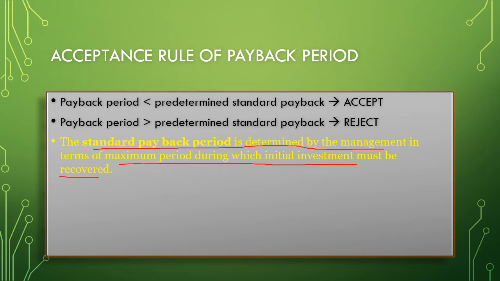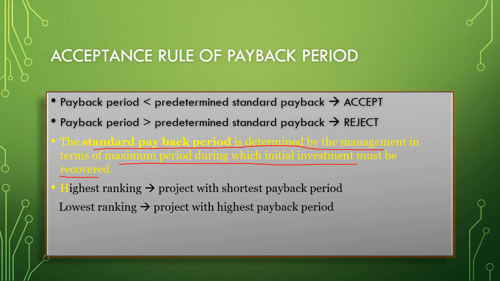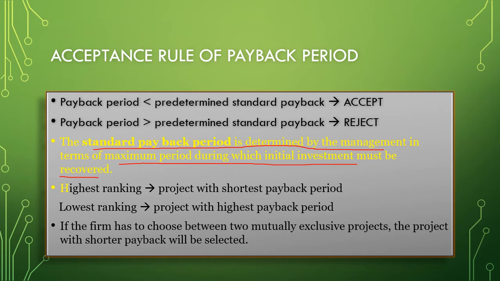So if the payback period is less than the predetermined standard payback, then accept, obviously. And if the payback period is greater than the predetermined standard payback, then reject. Highest ranking goes to the project with the shortest payback period, and lowest ranking to the project with the highest payback period. Obviously, the shortest payback period means the number of years to recover the initial investment is less. If the firm has to choose between two mutually exclusive projects, then the project with the shorter payback will be selected.